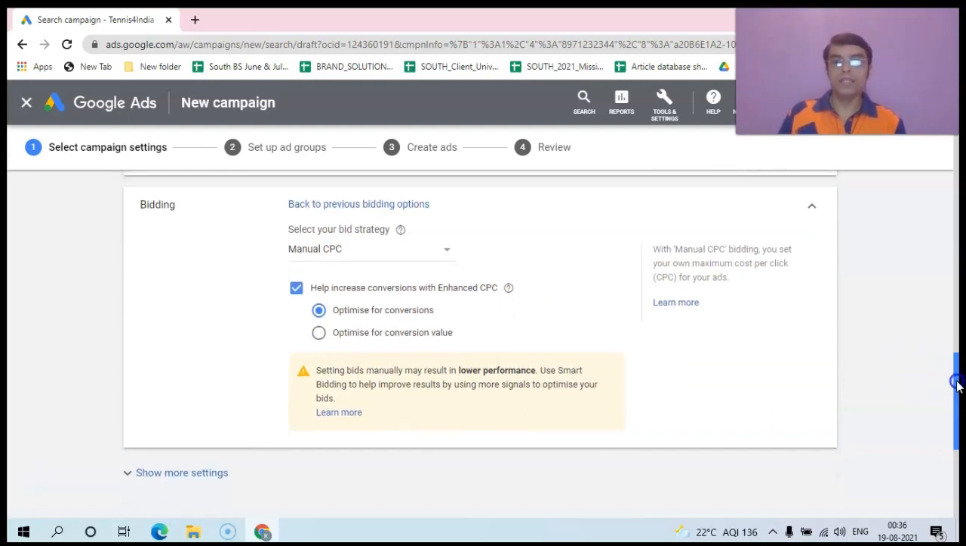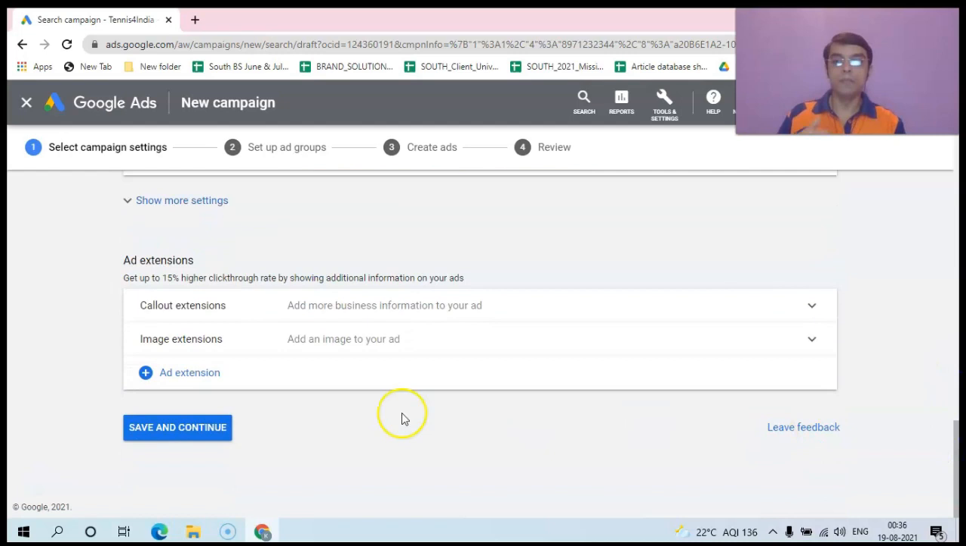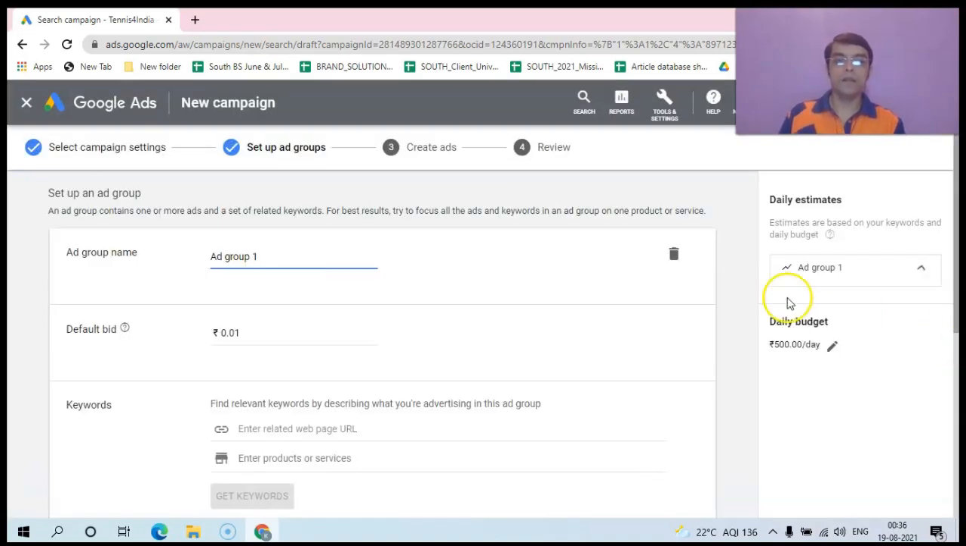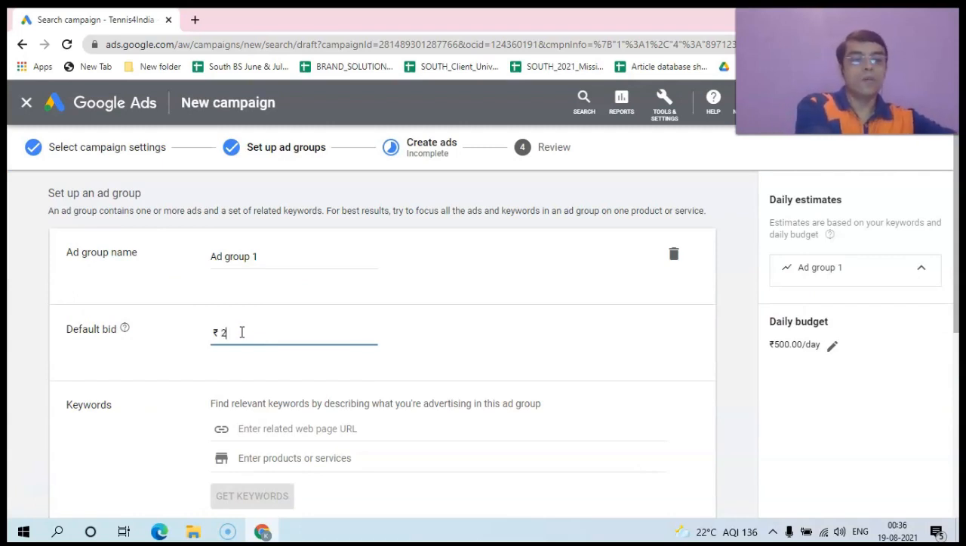Now if I select manual CPC, I have to bid and then go to the next page. And what will happen is that, as you can see, this is the ad group. So this is where I have to bid. Say, for example, if I want my CPC to be 2 rupees. Okay, so this is how I have to manually bid for it. Okay. Yeah. So that's about manual CPC.